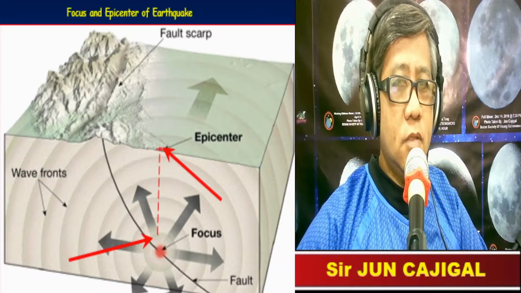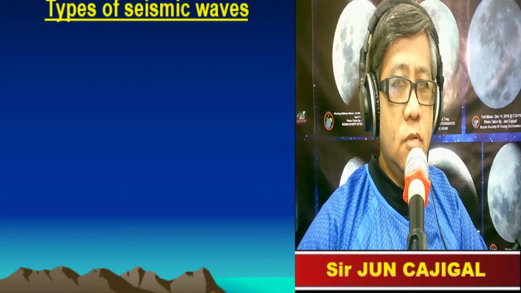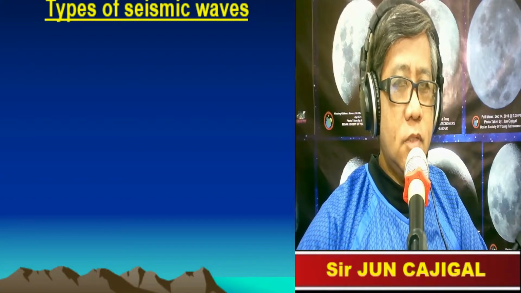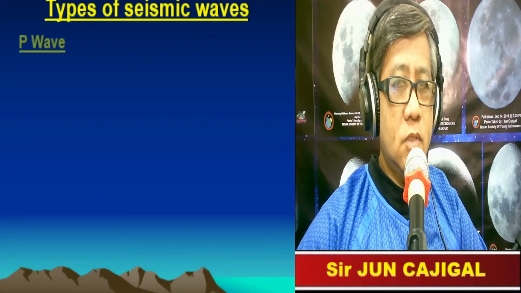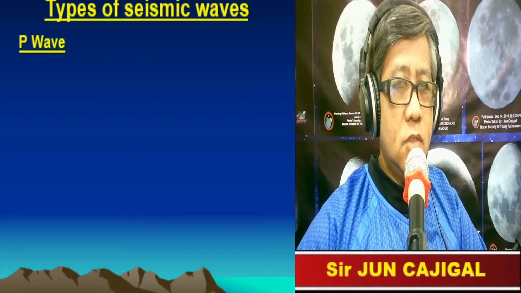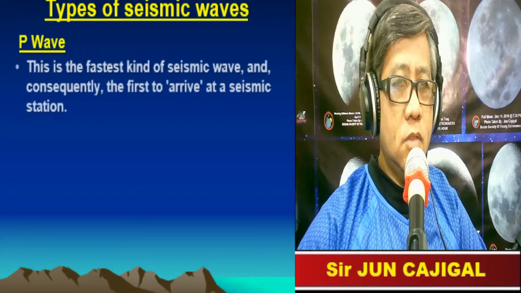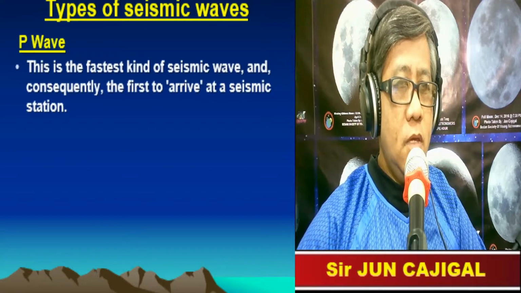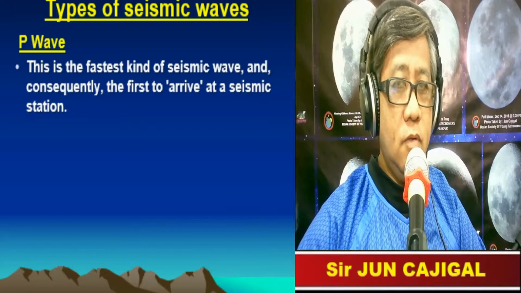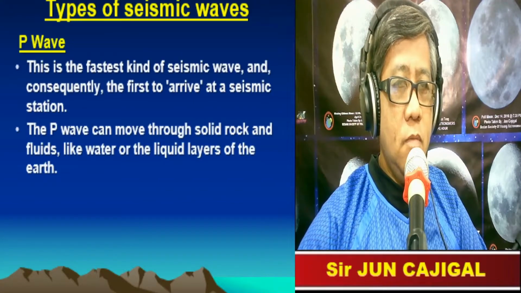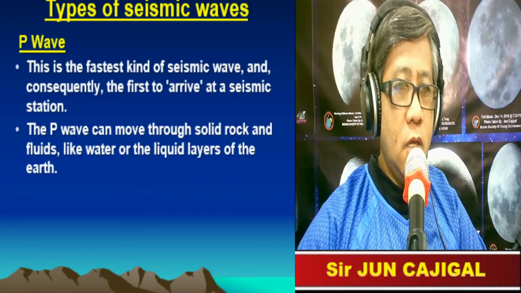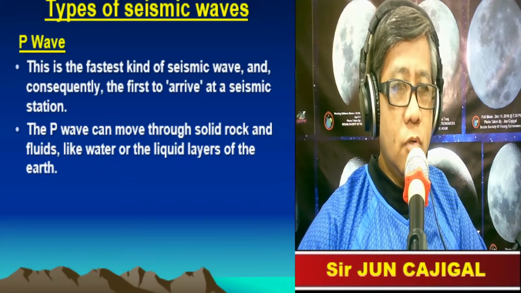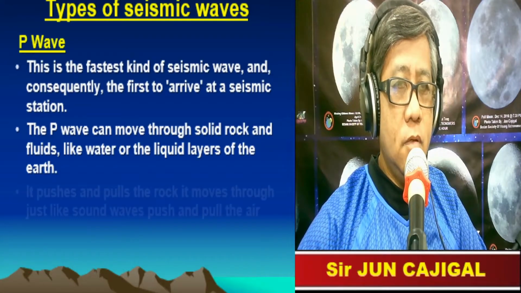Now, at this point, let us identify the types of seismic waves. The first type of seismic wave is known as the P wave. What is this P wave? The P wave is said to be the fastest kind of seismic wave. And being the fastest, it is the first to be detected or the first to arrive at a seismic station. The P wave can move through solid rock and fluids, just like water or the liquid layers of the earth.